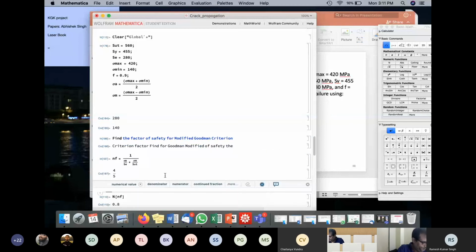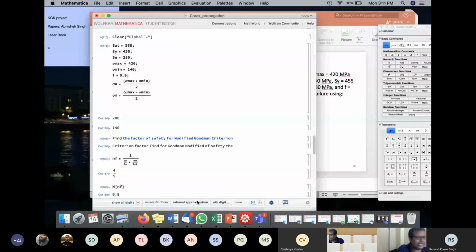Let's see, what do I get? I get 4 by 5, or if I want the numerical value, it's 0.8. What does a 0.8 factor of safety mean? Now answer me this. What does a factor of safety of 0.8 mean? Failure. What kind of failure? Yes, finite life. So it's not meeting.